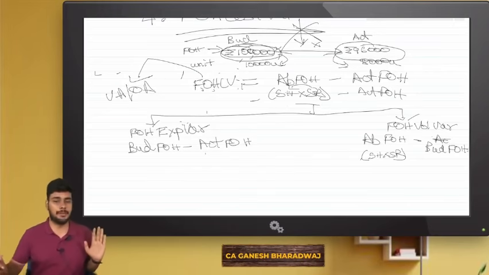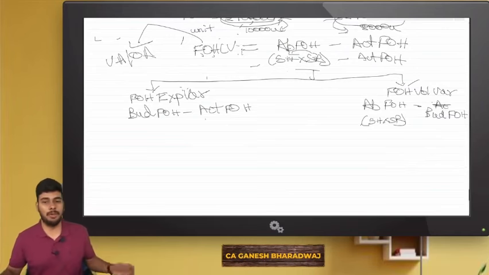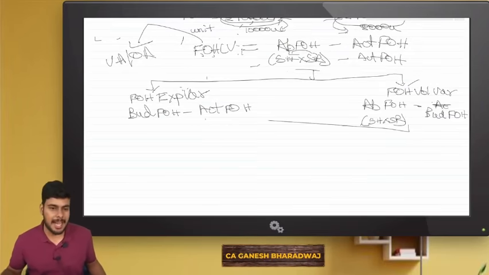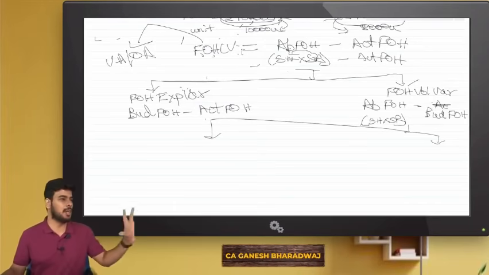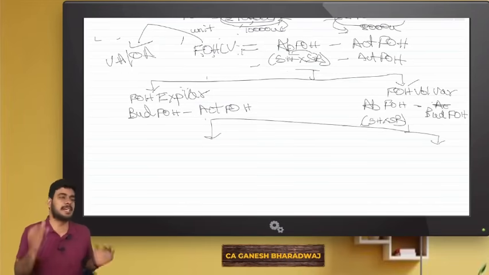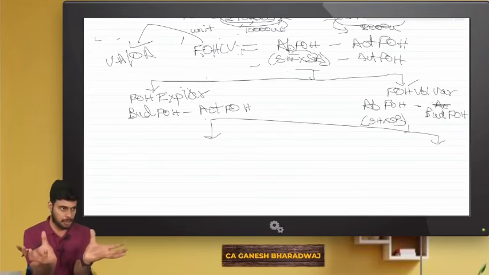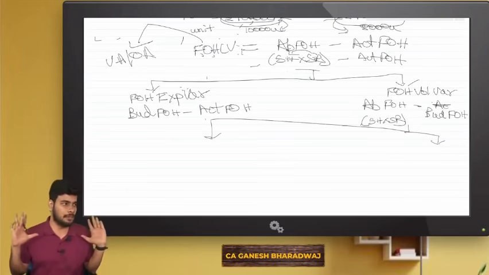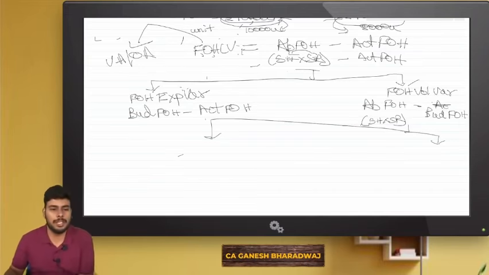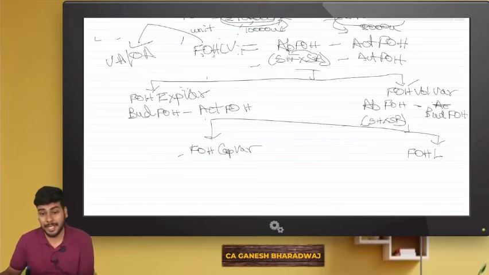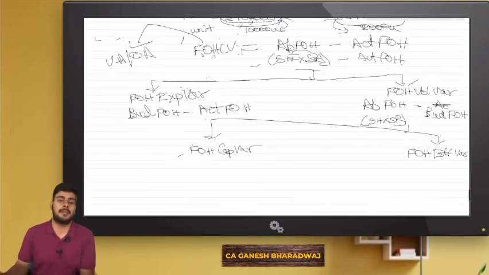Clear with this? Fine. Now, this fixed overhead volume variance has two further limbs to it. Please don't look at the book. There are three limbs that will be given. The third limb I will explain. First, you should know this, then you can know that. Are you clear with this? What are the two limbs called? Fixed overhead capacity variance and fixed overhead efficiency variance.